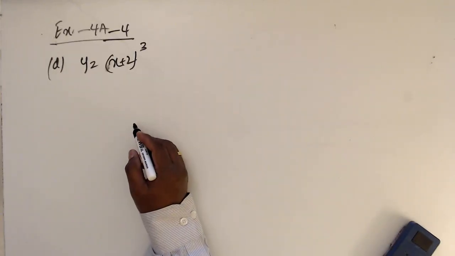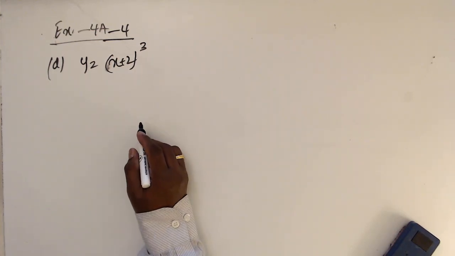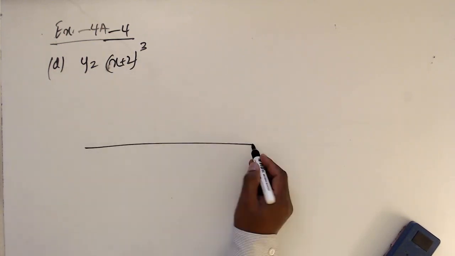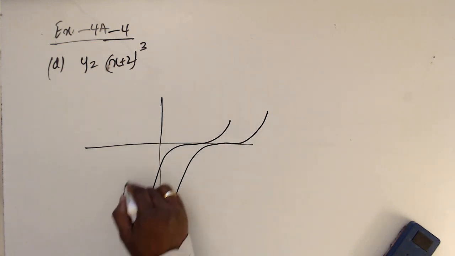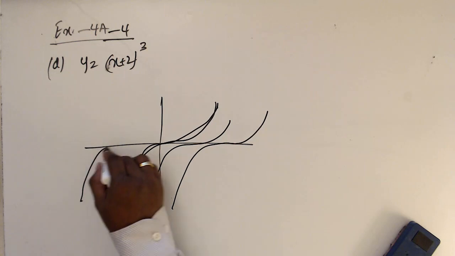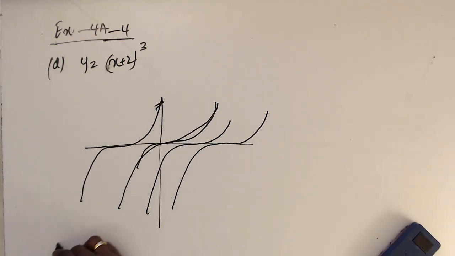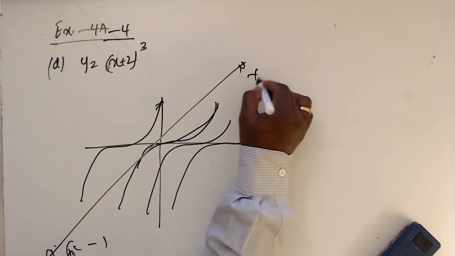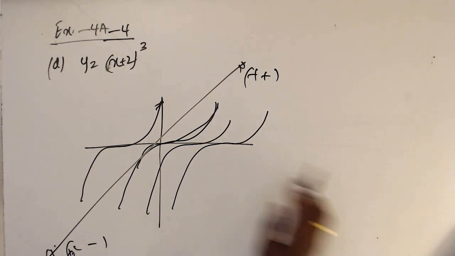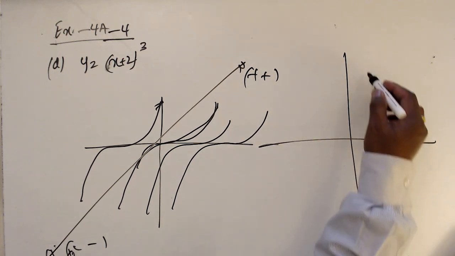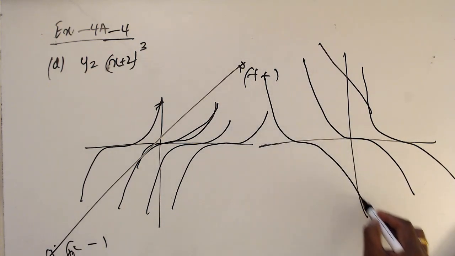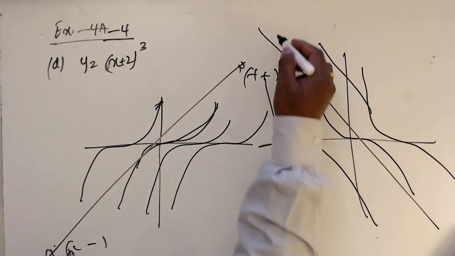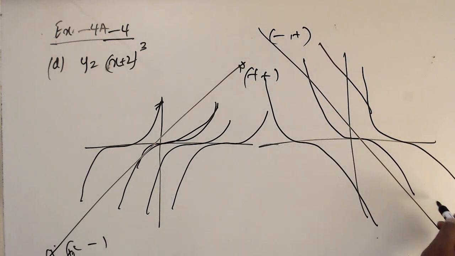Part D: (x plus 2) cubed. They are all similar graphs. It depends on the coefficient of x. For example, it can look like this, or like this, but still it goes from minus infinity to plus infinity. If you have a negative coefficient, it still goes in this direction, from plus to minus.